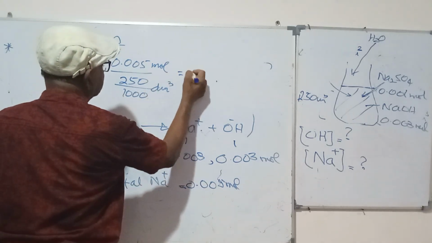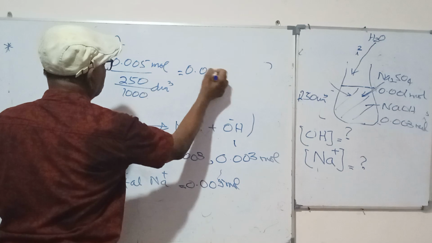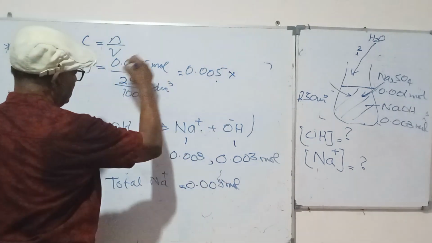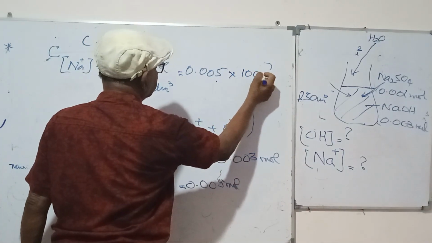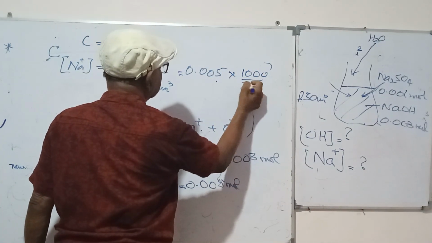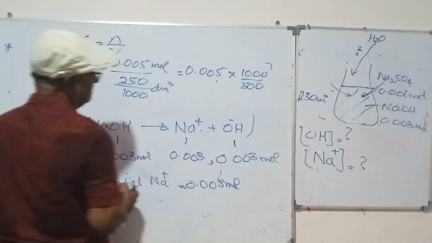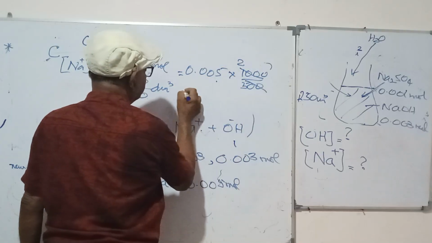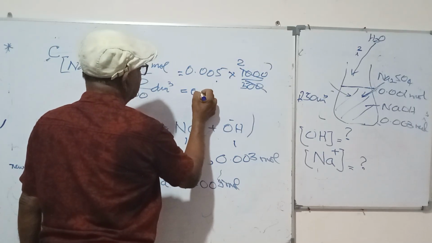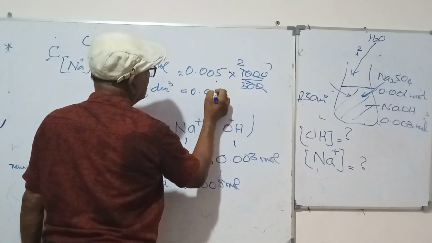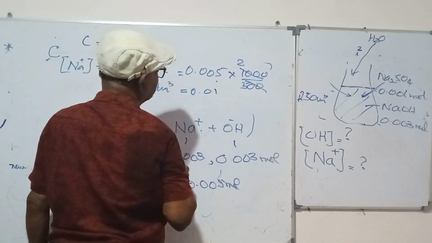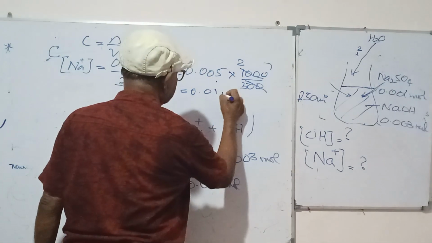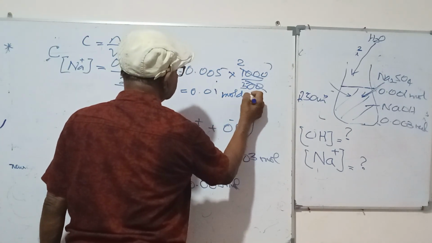So it is clear that 0.005 into 1000 divided by 250 is the calculation. Then 250 into 4, it is equal to 0.02. The concentration is in moles per cubic decimeter.